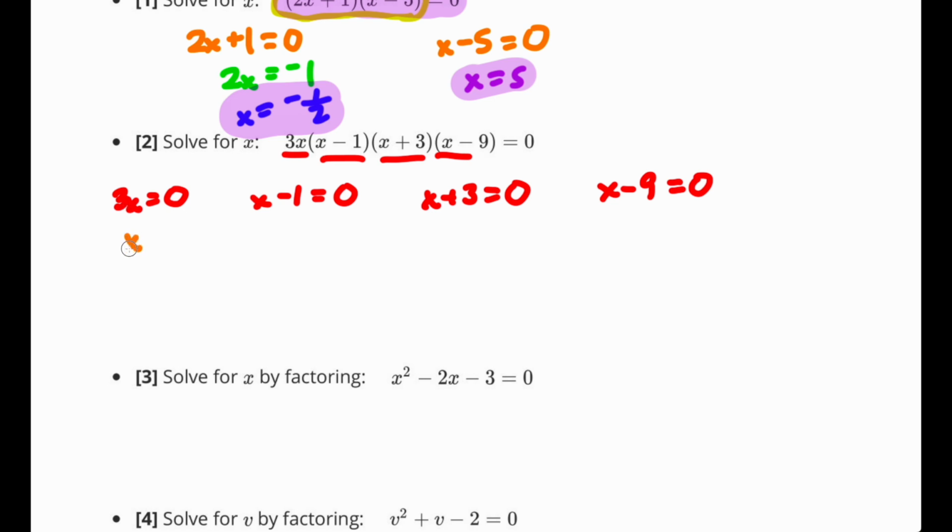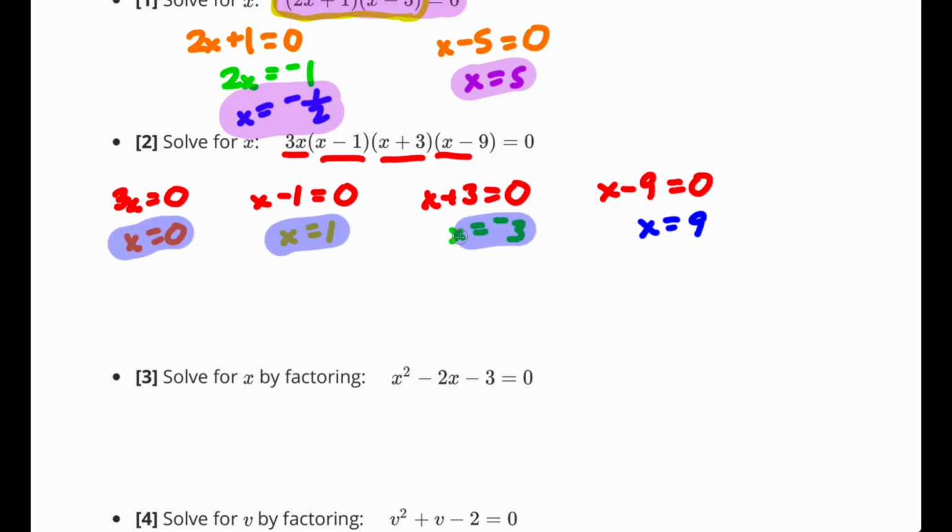So divide both sides by 3, you have x equals 0. Add 1 to both sides, you get x equals 1. Subtract 3 from both sides, you get x equals negative 3. And then add 9 to both sides, you get 9. So if you threw any of those values into the original, you would get 0, because if any single one of those factors is equal to 0, the whole thing is going to be equal to 0.